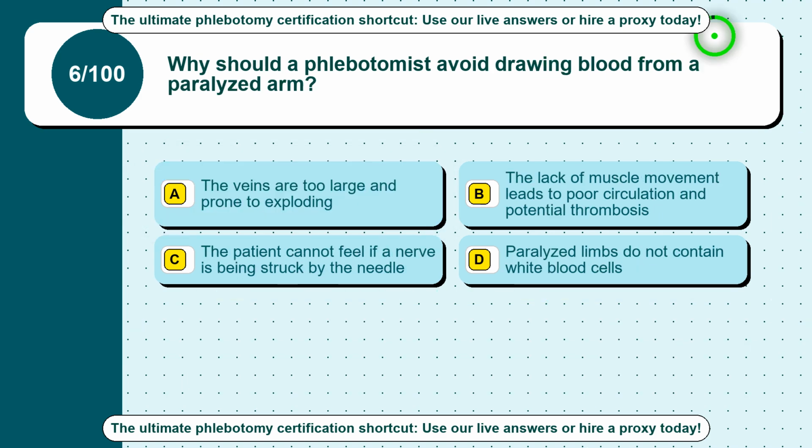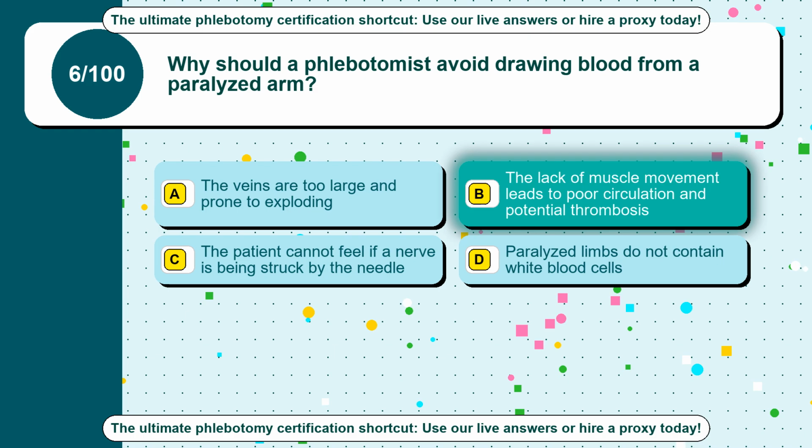Question 6. Why should a phlebotomist avoid drawing blood from a paralyzed arm? Option A. The veins are too large and prone to exploding. Option B. The lack of muscle movement leads to poor circulation and potential thrombosis. Option C. The patient cannot feel if a nerve is being struck by the needle. Option D. Paralyzed limbs do not contain white blood cells. The correct answer is option B.